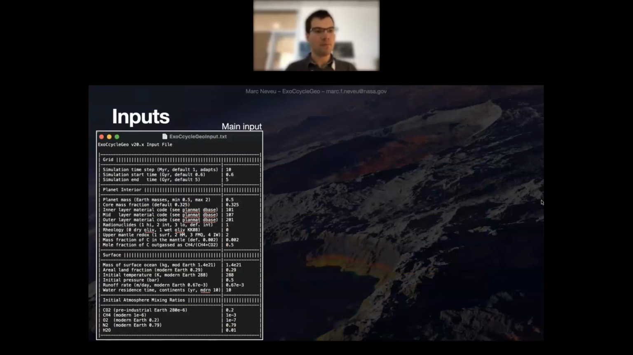So here's an example input file. There are different sections. So a grid is set up. A planet's interior is set by specifying a mass, a core mass fraction, planet building materials to get a mass-radius relationship, a radionuclide complement, and then a mass fraction of carbon in the mantle. The surface is initiated with surface ocean mass, an aerial land fraction, initial temperature and pressure, and then the atmosphere is set up with 5 mixing ratios.